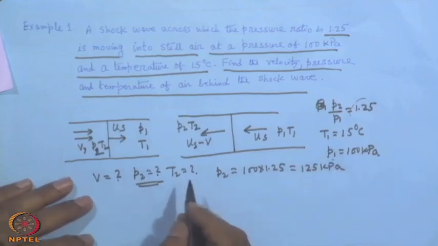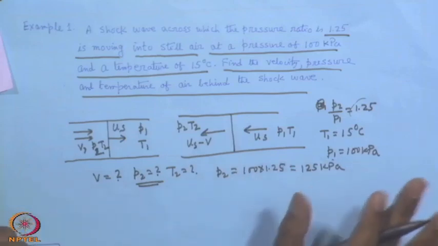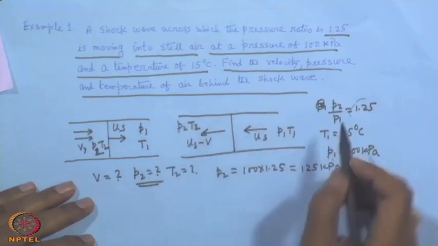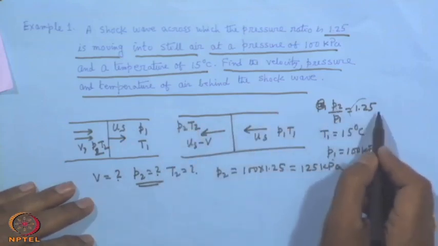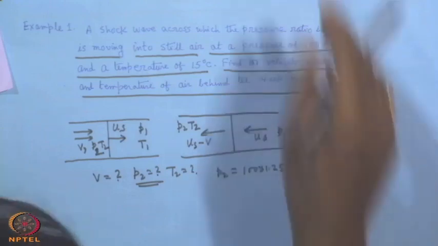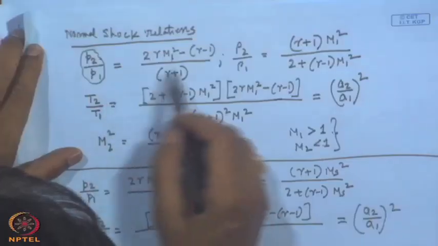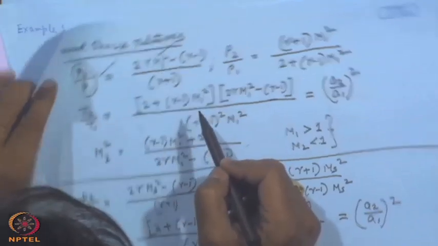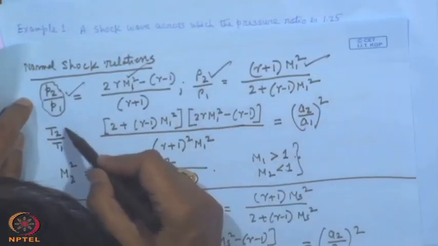But we do not know T2, so how to calculate it? I have told you earlier that in shocks we have derived all those relationships. For example, if P2 by P1 is known, I can find out M1, because P2 by P1 is expressed in terms of M1. This important relationship, which was derived earlier, can be solved algebraically. If I know M1, I can find out rho 2 by rho 1 and T2 by T1.